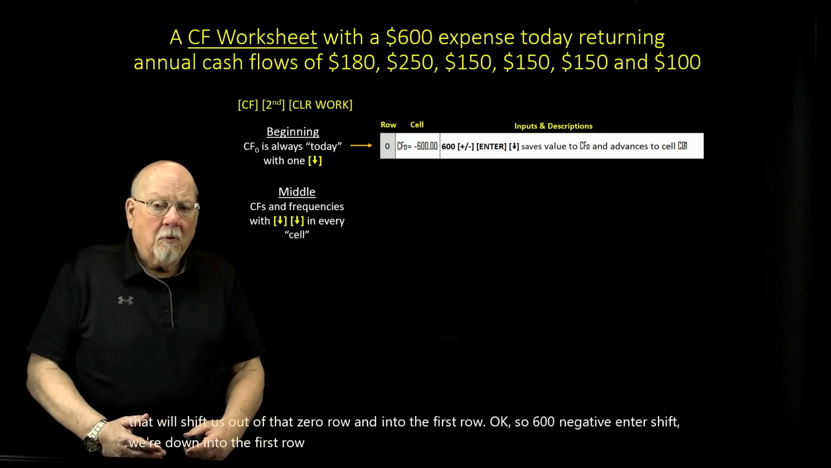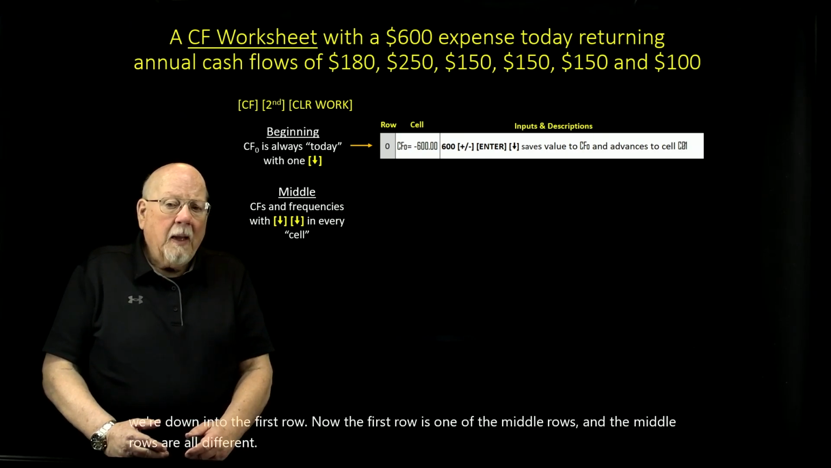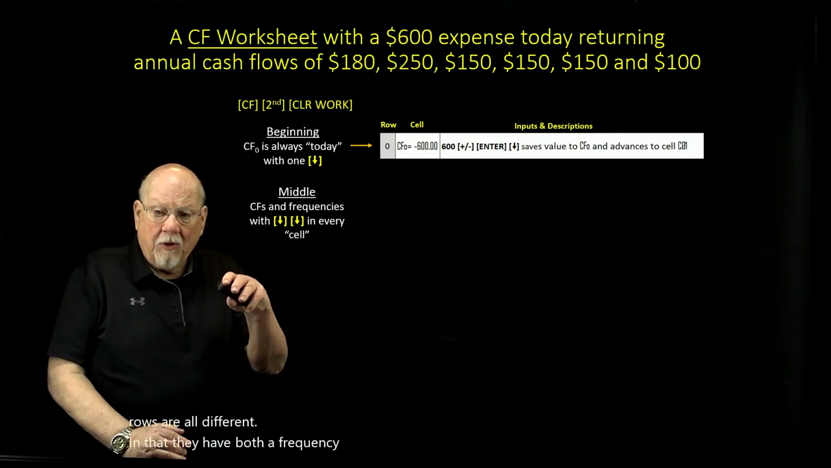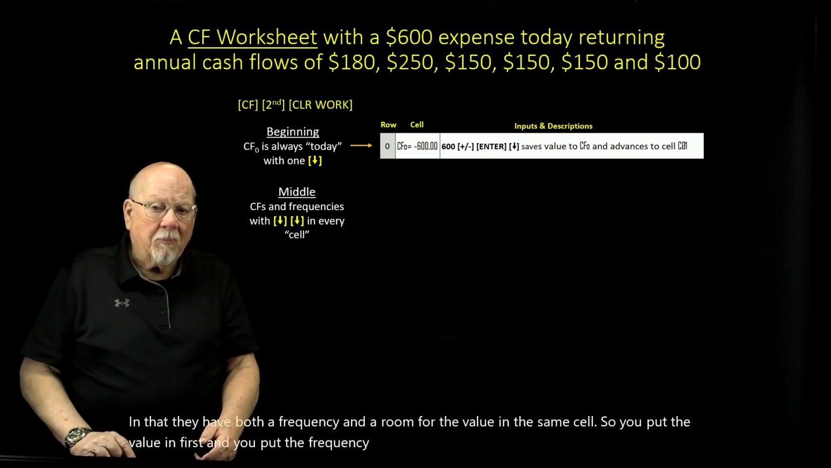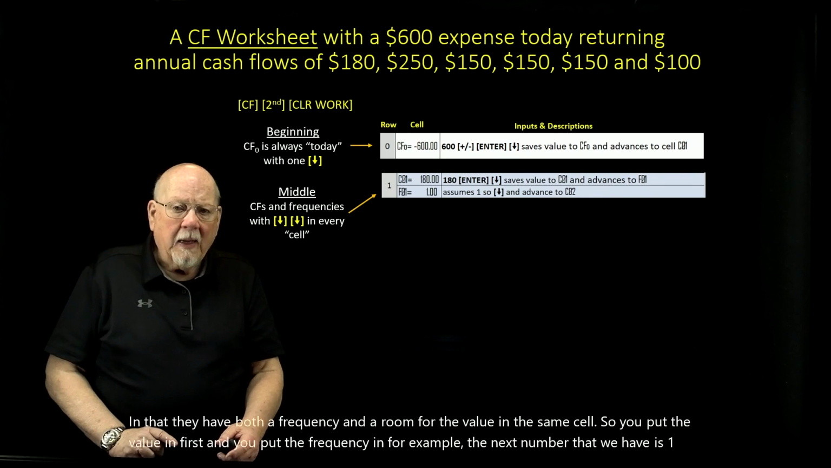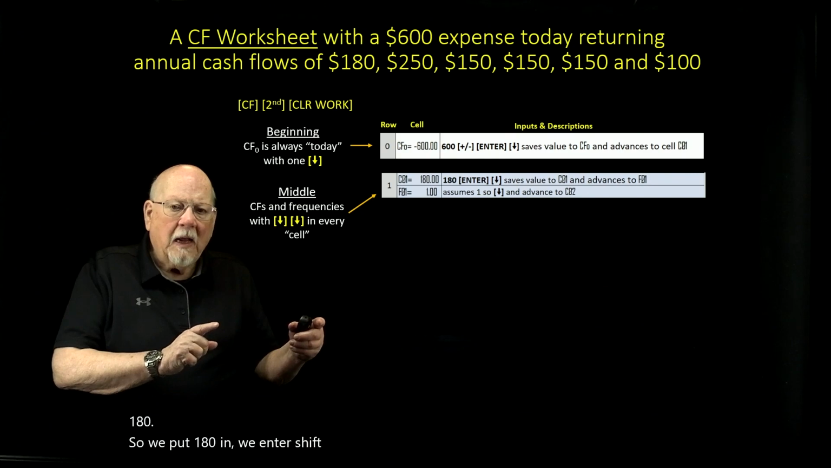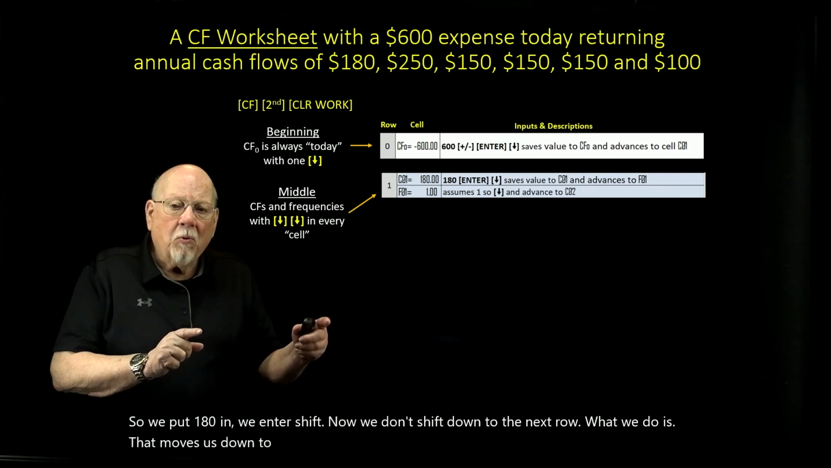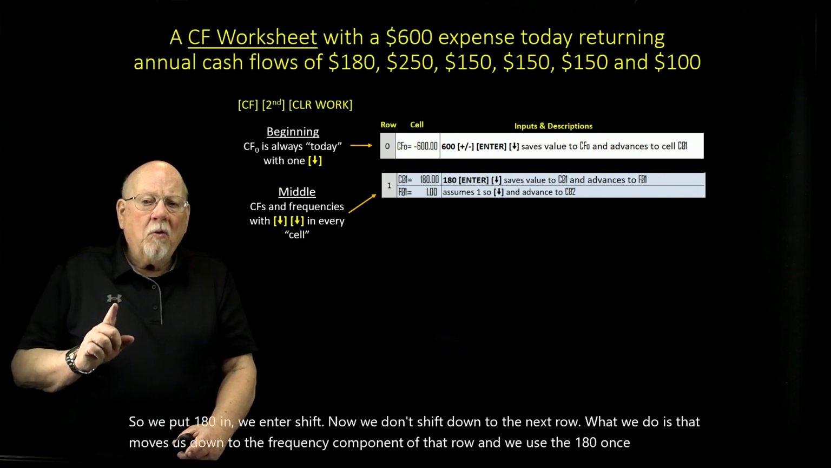Now, the first row is one of the middle rows, and the middle rows are all different in that they have both a frequency and a room for the value in the same cell. So you put the value in first, then you put the frequency in. For example, the next number that we have is 180. So we put 180 in, we hit enter, shift. Now, we don't shift down to the next row. What we do is that moves us down to the frequency component of that row, and we use the 180 once. Now, there's a 1 waiting for us.